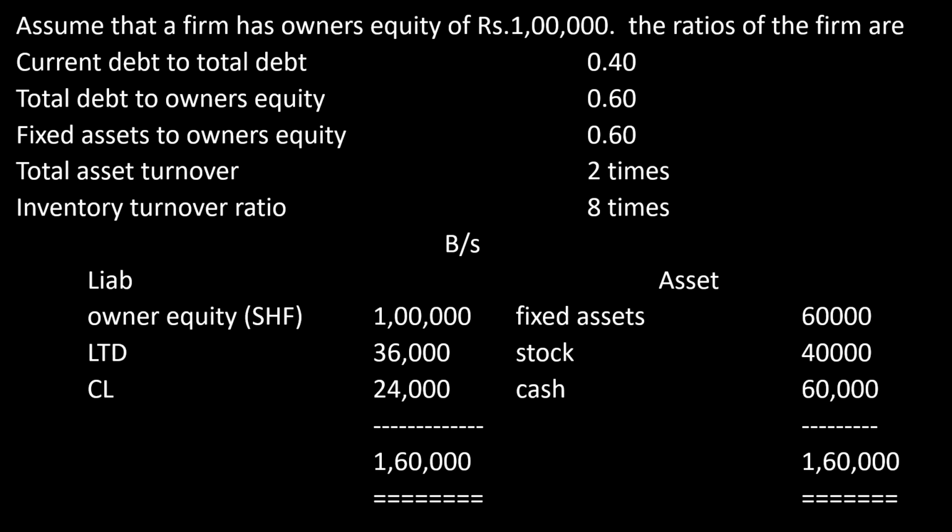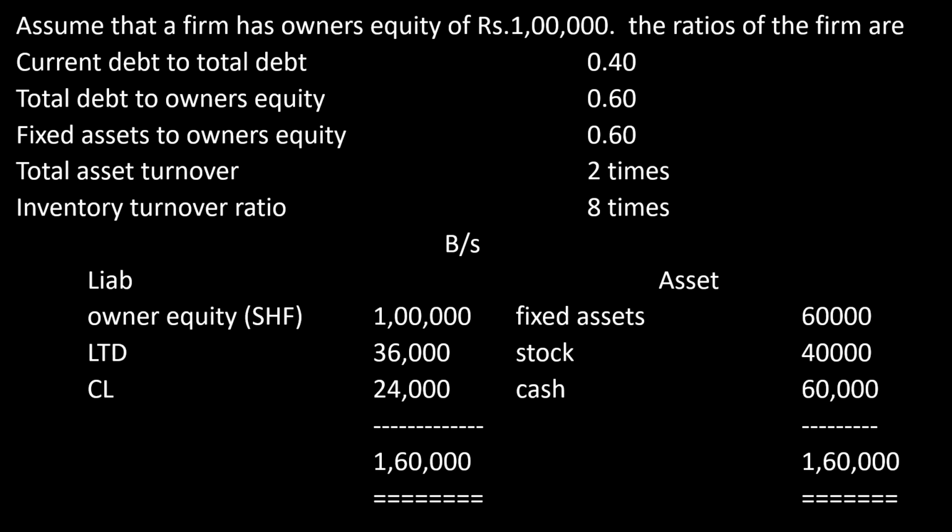Okay, so the problem gives that rupees 1 lakh is your owner's equity. So when you know owner's equity, total debt divided by owner's equity is equal to 0.6. When you substitute here, what is the value you will get now? So you will get the total debt. Total debt is nothing but current debt and long-term debt together. It's called total debt.